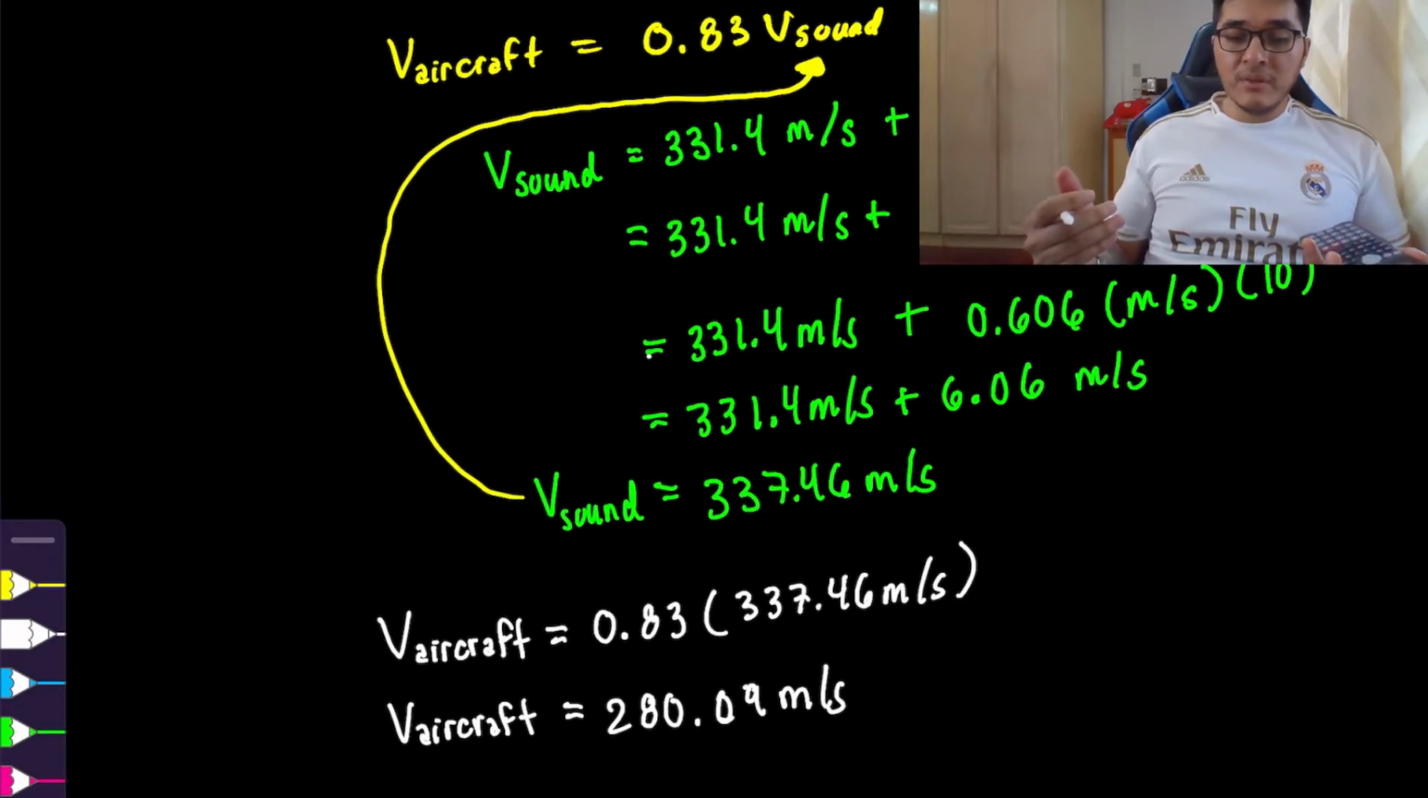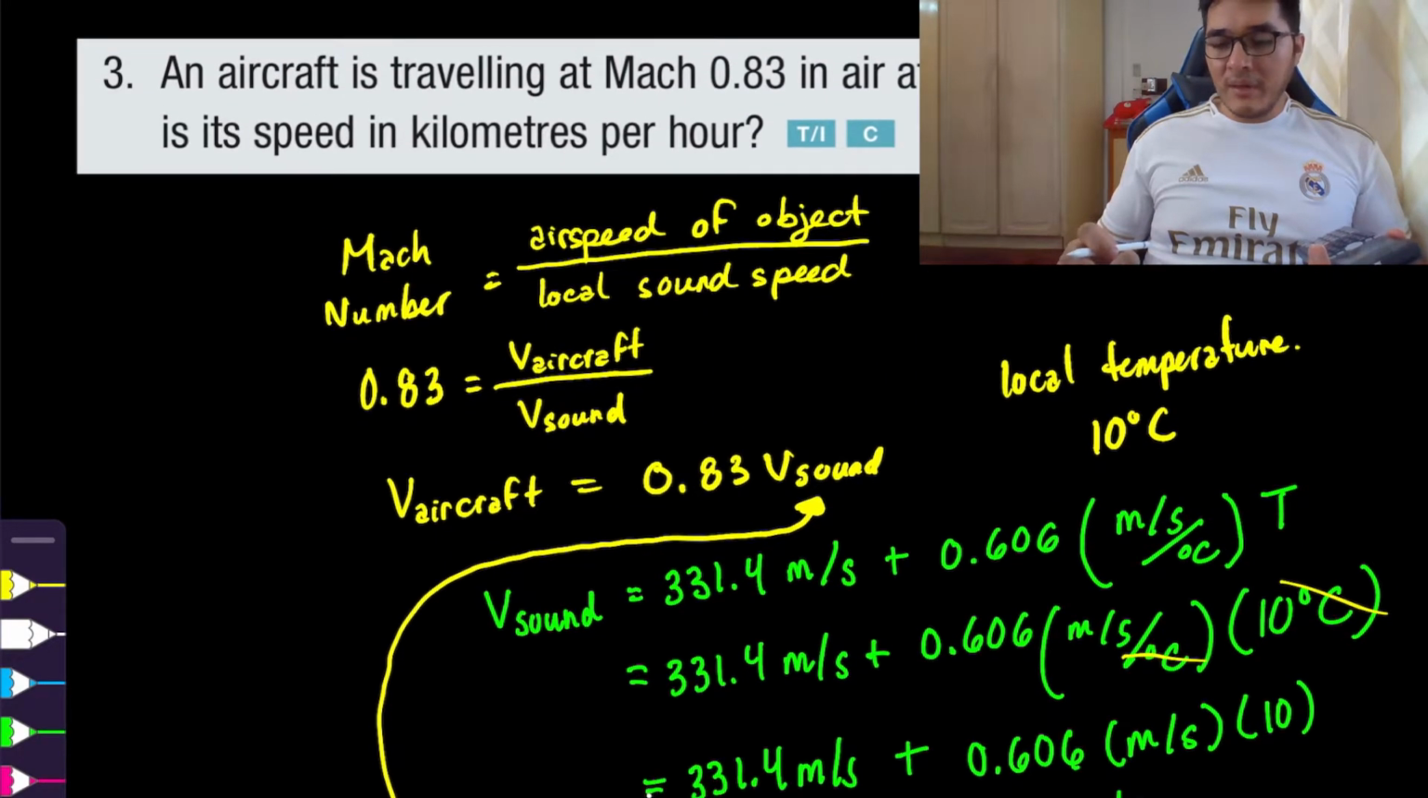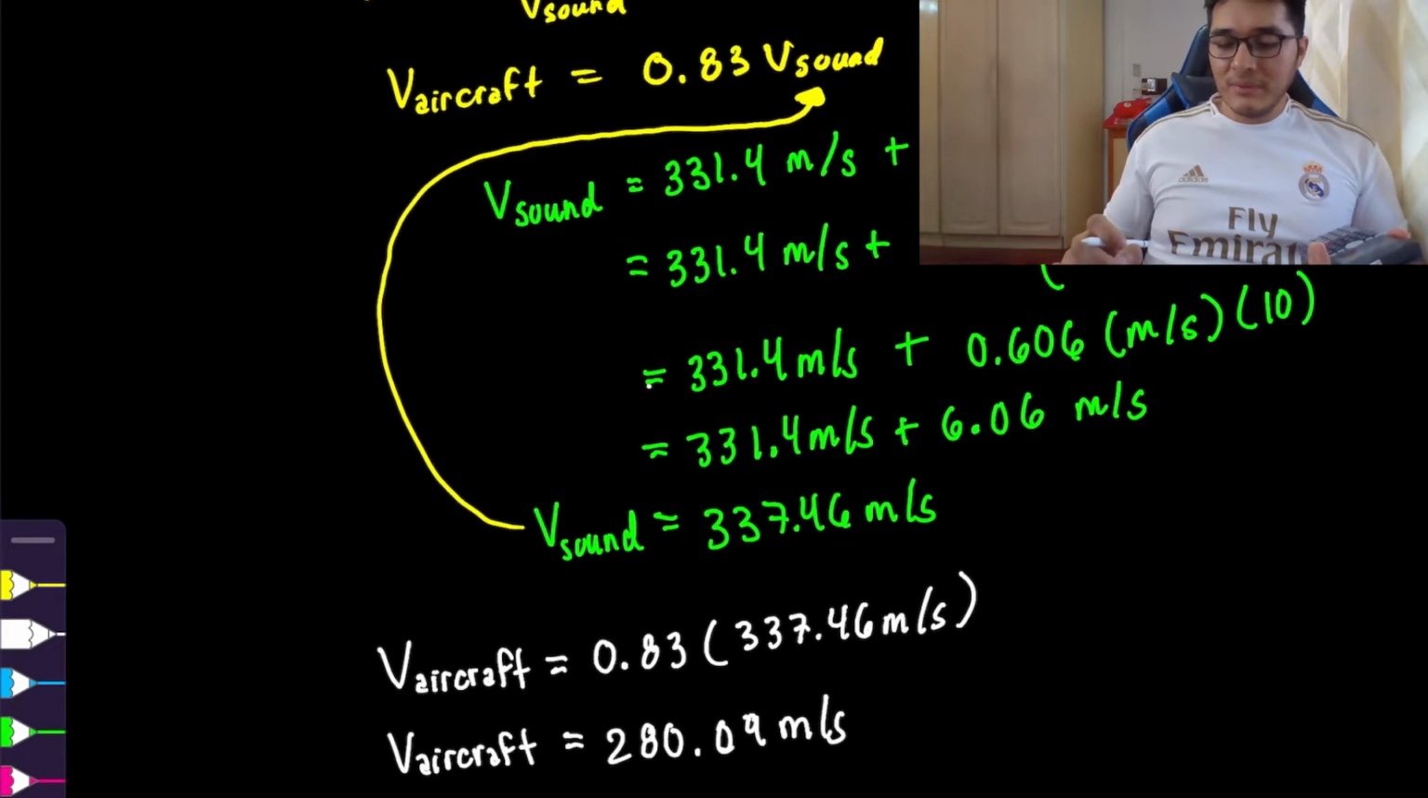Because the speed of sound wasn't quite met. If the Mach number is 1, that means the speed of sound equals the speed of the aircraft. But if it's less than 1, then the aircraft speed is not quite as high as the speed of sound. So that's why it's still a high number, but not the 331 threshold or 337 in this local sound. Now, the question did ask me to change it to kilometers per hour. I'm sure you can do that yourself, so I'm going to skip that part.